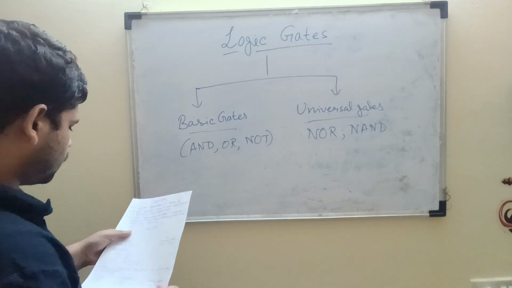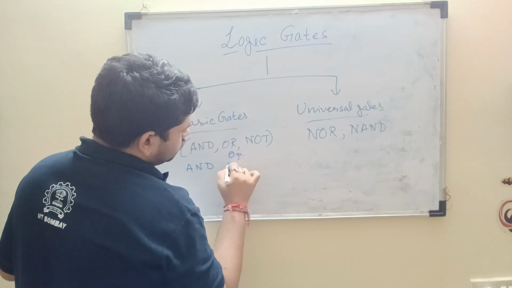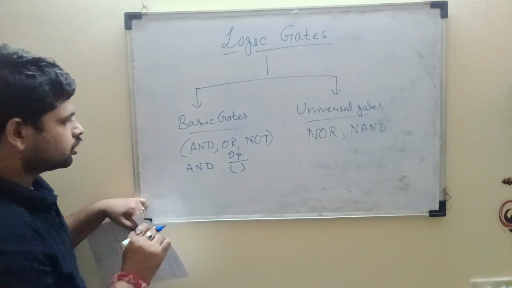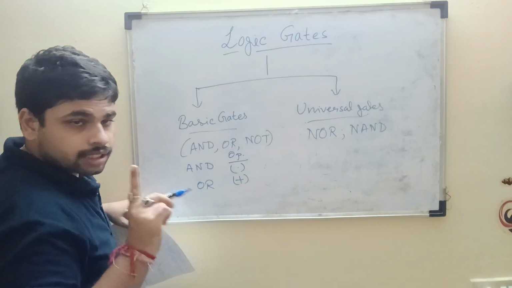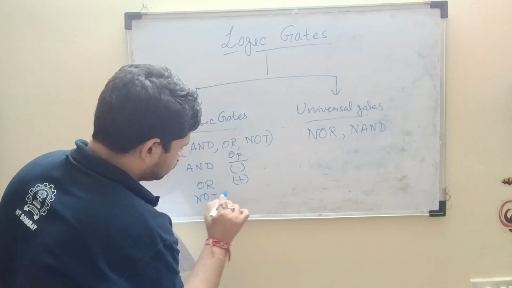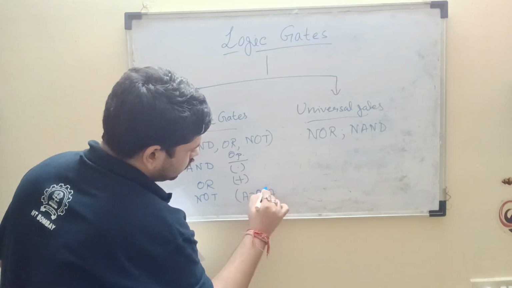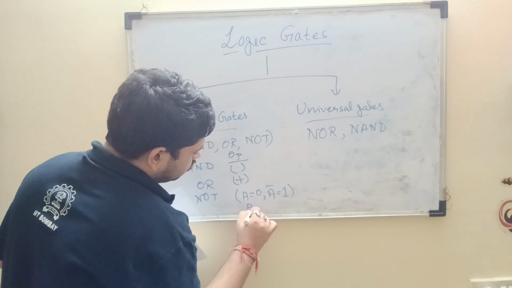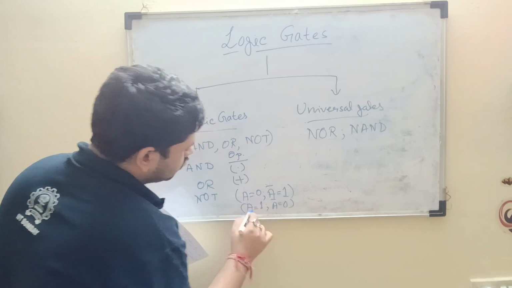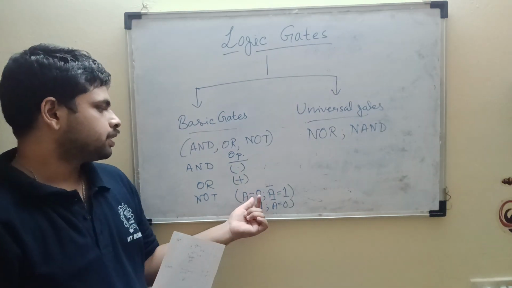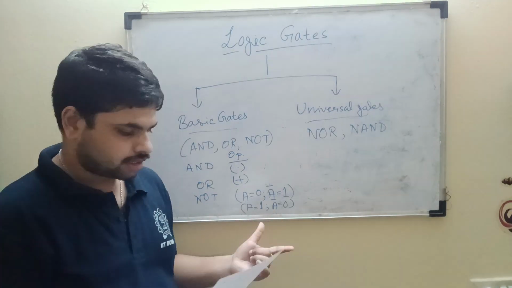So the operations are there. For the AND gate, the operation will be multiplication, dot. For the OR gate, the operation will be plus. And for the NOT gate, the operation is: A equal to 0, A bar equal to 1; A equal to 1, A bar equal to 0. That means its operation is inversion. Whatever input we give, we get the inverse of that input. So the NOT gate is basically used as an inverter.